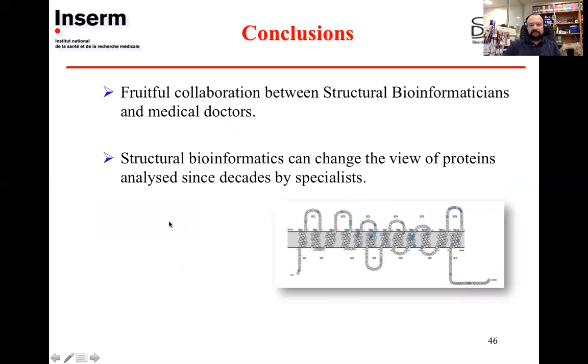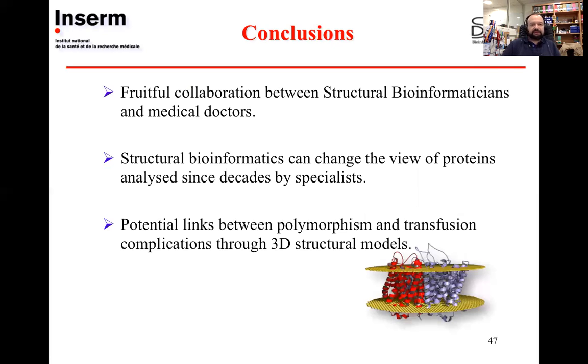We have shown that structural bioinformatics can change the view of proteins analyzed for decades by specialists. And it's very important because it can help them a lot. Moreover, we have shown that there are potential links between polymorphism and transfusion complications through structural models. That was our main goal, and it's successful at the end.